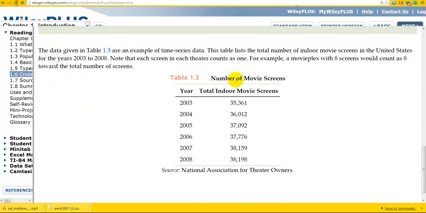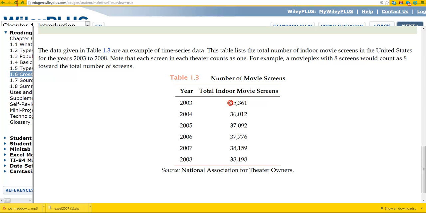In other words, here you have number of movie screens. I guess that means how many times they showed the movie. You know, maybe these are like blockbuster movies, big movies, right? So the movie was shown in 2003. What is this? This is just the total number of movies shown in the United States. Okay, so that means like how many times all the movies were shown in the U.S.